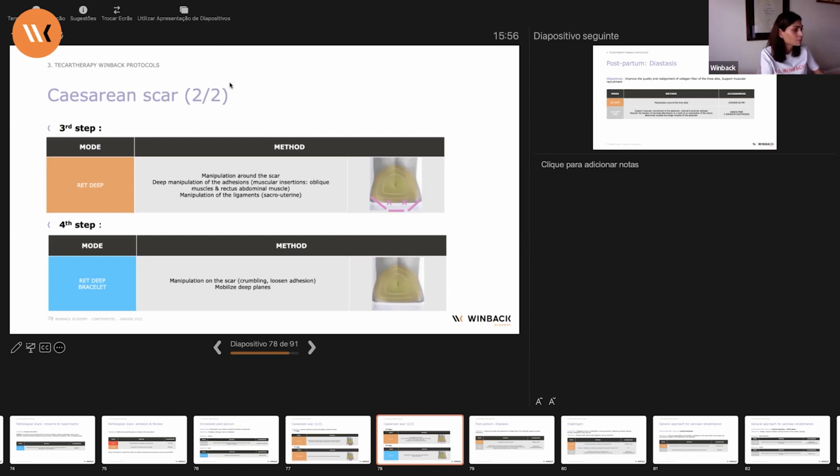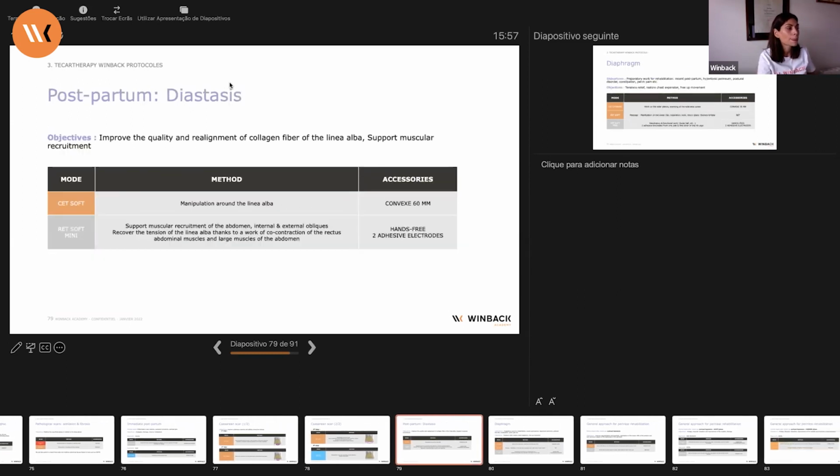On the first step, we work with the red deep bracelet, and we do the manipulation of the scar, we do the crumble, the loose indentation, we mobilize the deep planes, and we get the benefits from working with the thermia before.